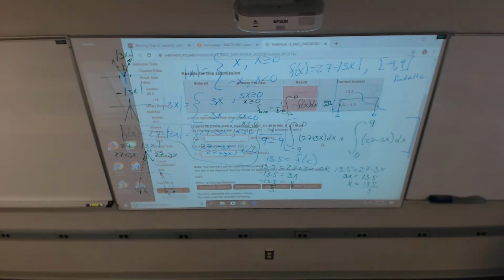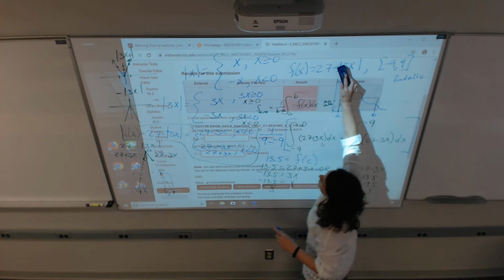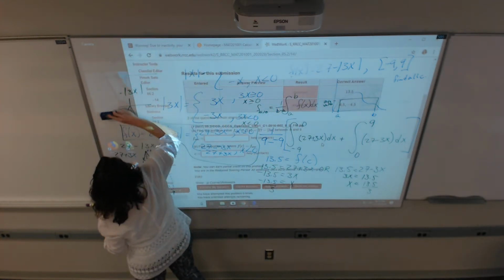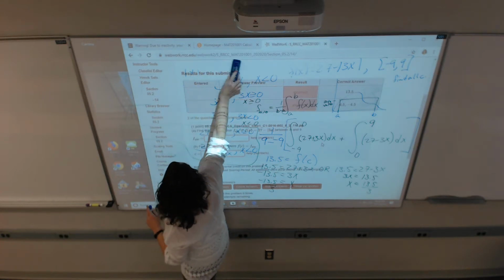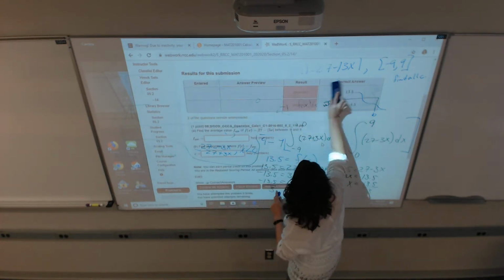All right, let's move on to substitution. We need to talk about how to deal with problems where you can't directly integrate because the antiderivative doesn't work out exactly. Okay.